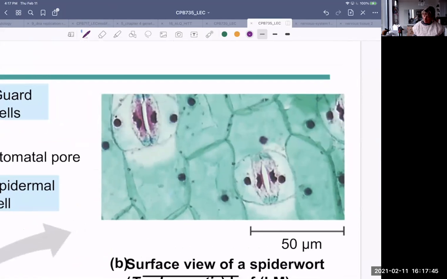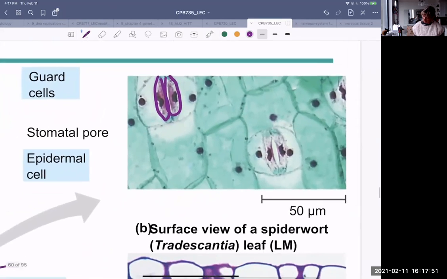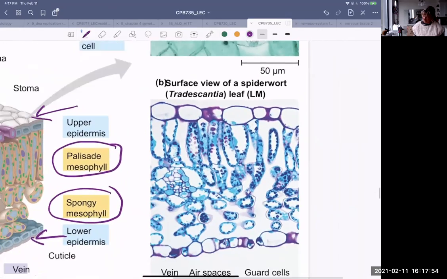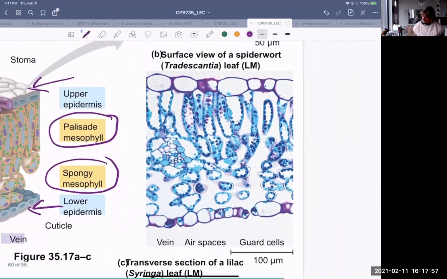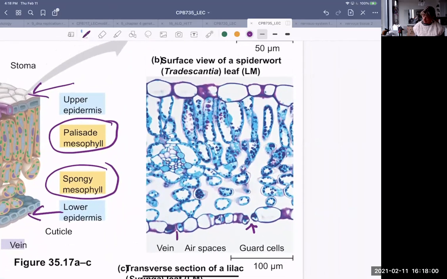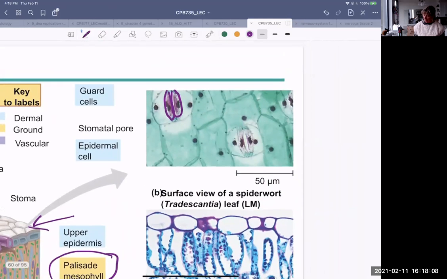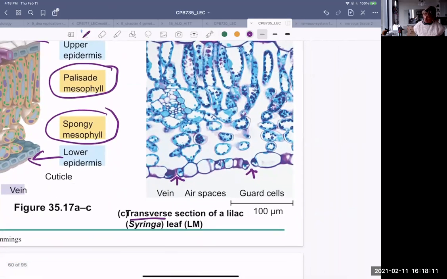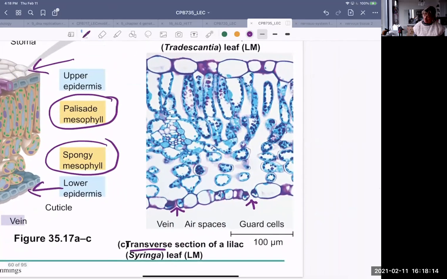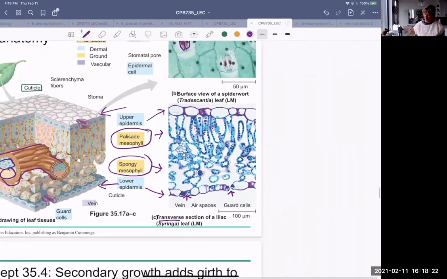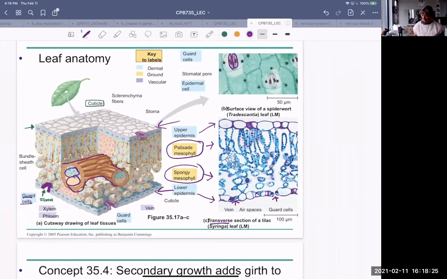So this is a micrograph showing here guard cells. And the air spaces, here are the guard cells and the stomata. So this is a transverse section. This top one is a surface view, so that's looking at a plane, but the bottom one is a transverse section. So it shows the palisade tissue, spongy mesophyll, the lower epidermis, and the upper epidermis. So that is the anatomy of a leaf.